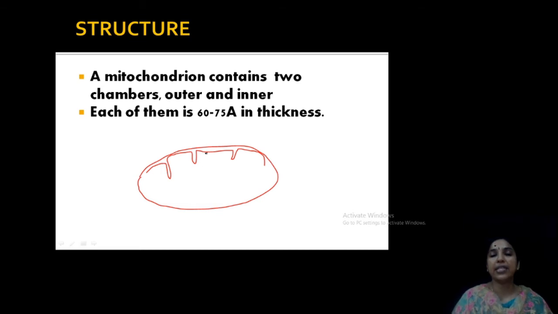Clear? And in between the outer and inner membrane there is a space. This space is known as the perimitochondrial space. So this is the outer membrane, this is the inner membrane, and this is the perimitochondrial space. Inside this you can see lots of fluid and also circular DNA associated with it, and that fluid is known as the matrix. Clear? Okay, let us discuss in detail.